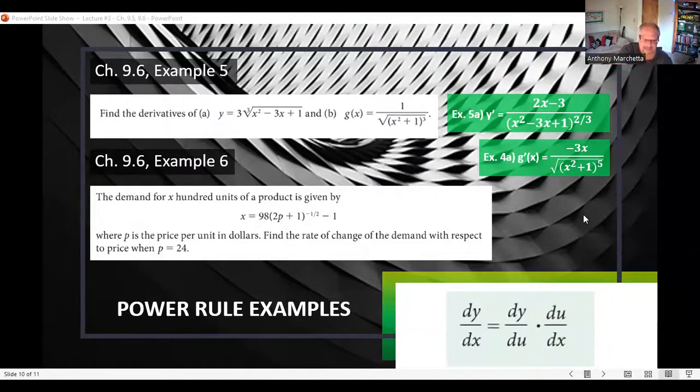P is the price in dollars. Find the rate of change when P equals 24. You go through the motions of finding the derivative. Then when you're done, you plug in 24 and that'll give you the answer.